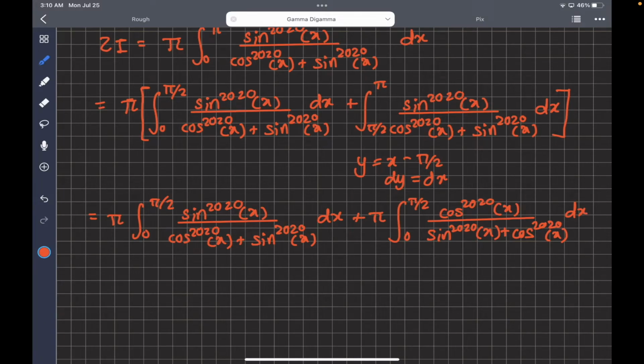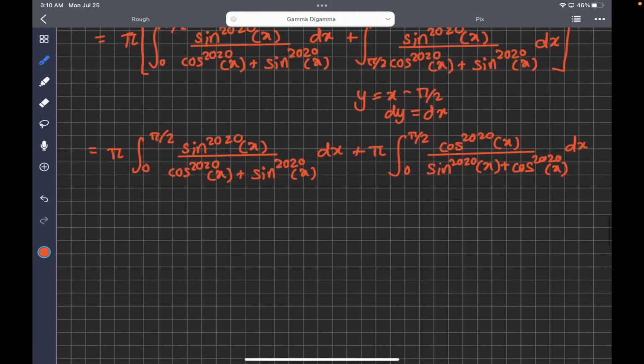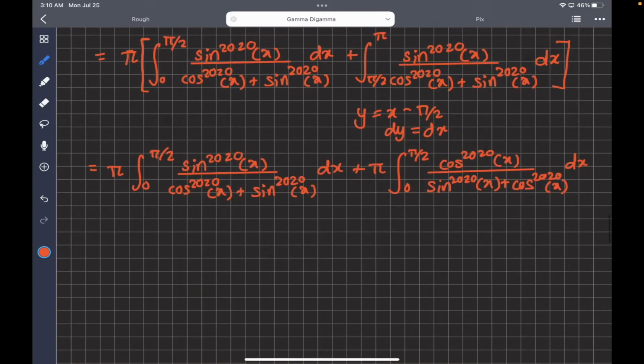Cosine of pi over 2 minus x is sine of x. Sine of pi over 2 minus x is cosine of x. That's basically why I split the interval up. This is nice because you can add both of them. They have the same interval. And you're going to have the same thing in the numerator as well as the denominator. So that's just going to be 1, integrated from 0 to pi over 2 dx.